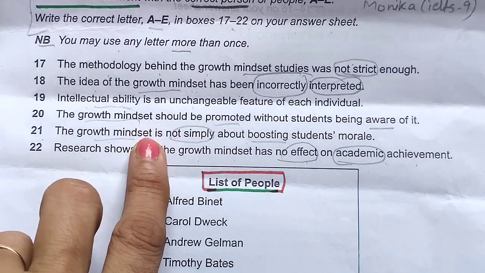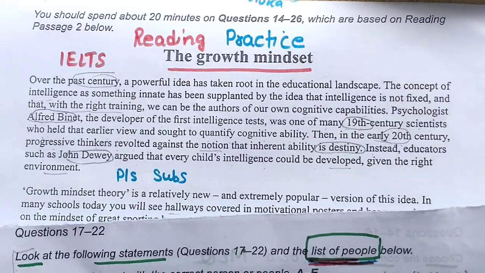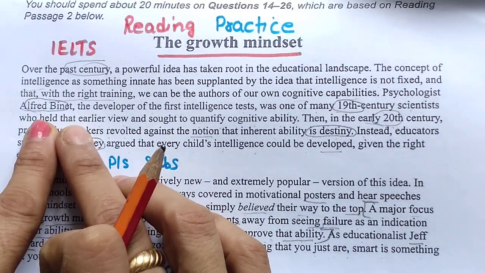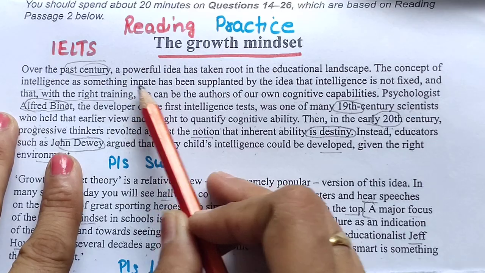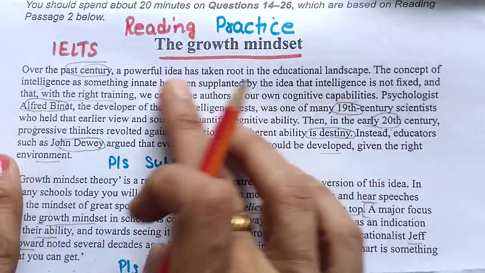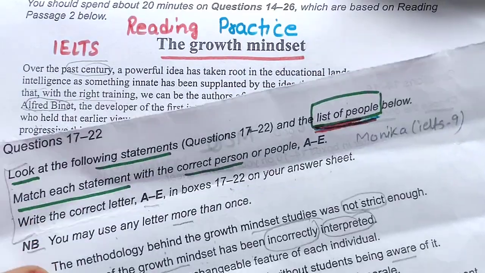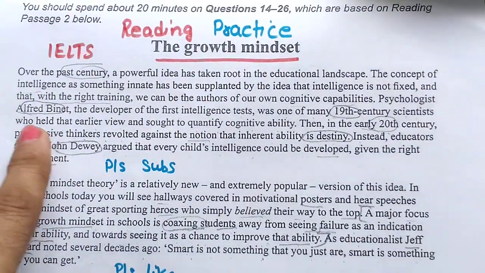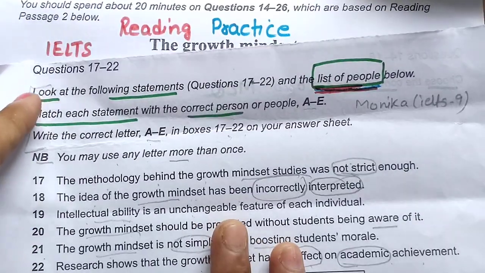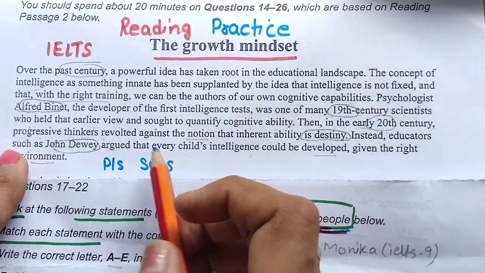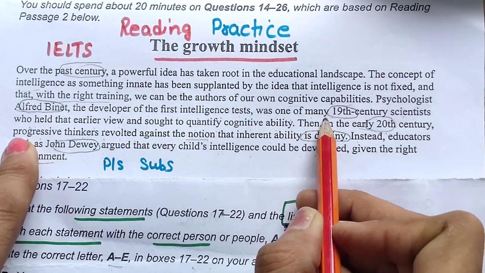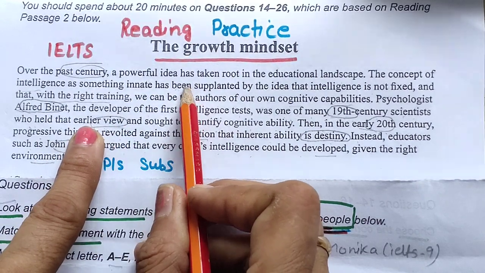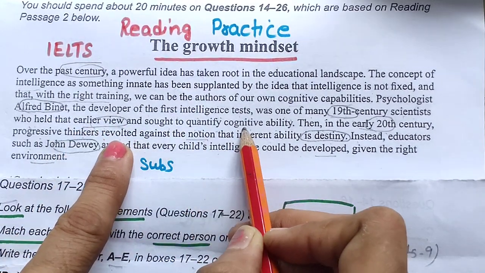Now coming to the first person. The first person here, you can see, is Alfred Binet. Let's read from here. I have circled the person's name because when I was doing the first type of question for this reading, multiple choice, I circled the names at that time. Now this is the second type of question. What is Alfred Binet saying? The developer of the first intelligence test was one of the 19th century scientists who held that earlier view and sought to quantify cognitive ability. Earlier view means we need to read these earlier views.